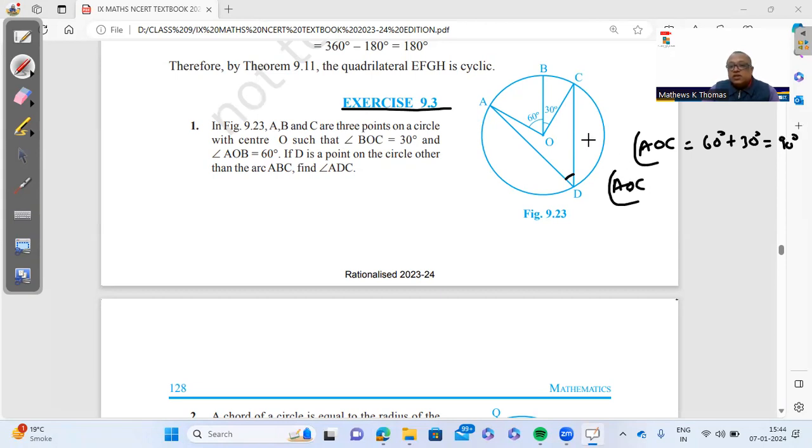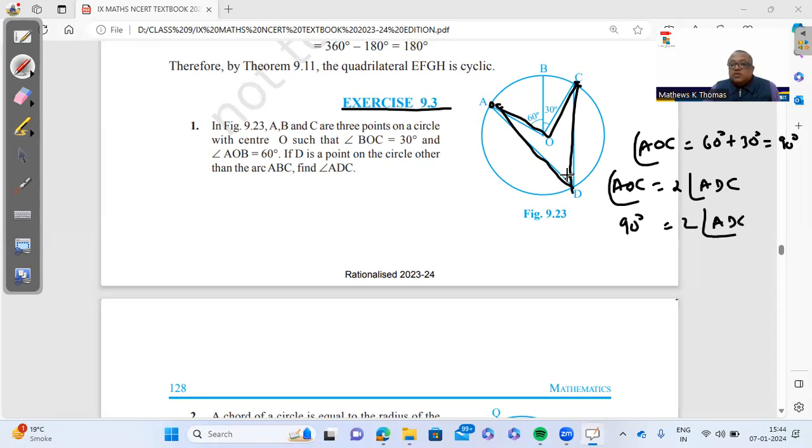So angle at the center, AOC, is twice the angle on the remaining part. This is the theorem. Angle at the center is always double the angle on the remaining part. It is starting from A, ending at C. AOC, this is the angle at the center. And this is the angle on the remaining part made by the same arc AC. So AOC was given 90. So ADC will be half of 90. So this angle will be 45 degrees. Always the central angle is double the angle on the remaining part. So this is 90, this is half of 90, this will be 45.